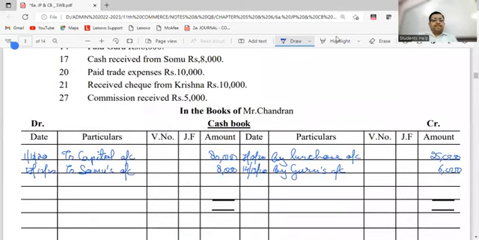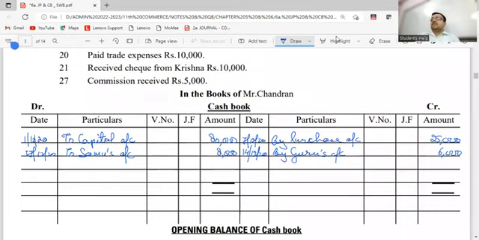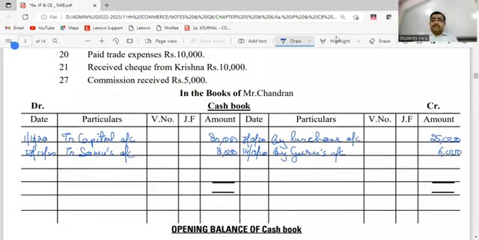8,000. Paid trade expenses. Journal entry, children. Had it been trade expense account ledger, what we could have written? To cash. We are not preparing that. In trade expenses, what we'll write?